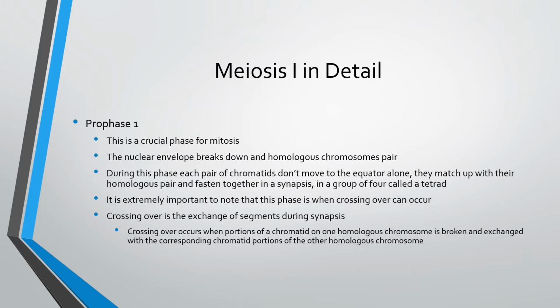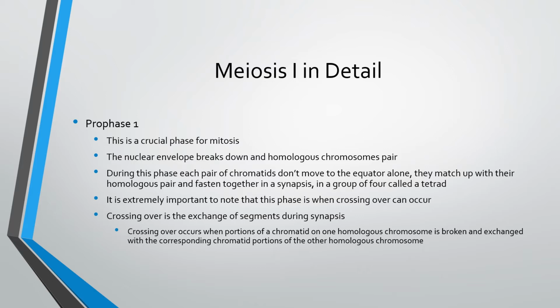Prophase 1. This is a crucial phase for meiosis. The nuclear envelope breaks down and homologous chromosomes pair up. During this phase, each pair of chromatids doesn't move to the equator alone. They match up with their homologous pair and fasten together in a synapsis in a group of 4 called a tetrad. It is extremely important to note that this phase is when crossing over can occur.